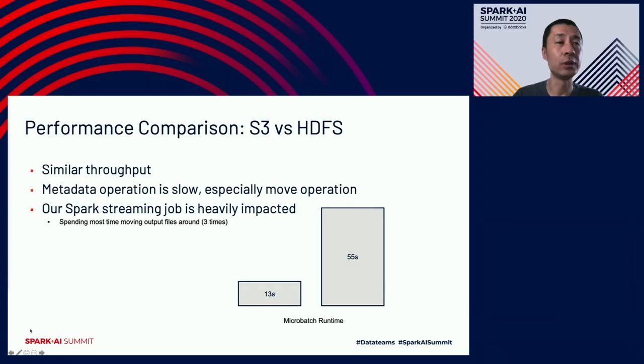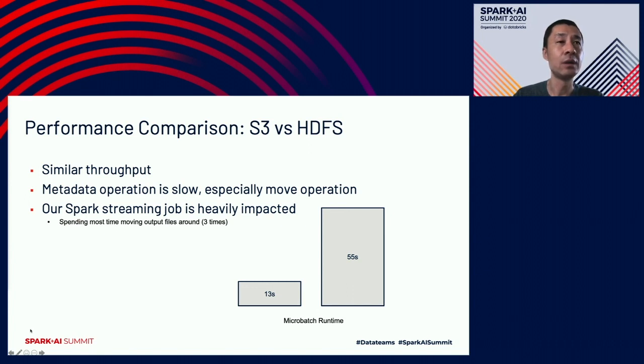Okay, thanks, Xin. Now let's compare the performance between HDFS and S3. In our test, HDFS and S3 achieve similar throughput. However, metadata operations are much slower on S3, especially move. An S3 move operation is essentially a copy and then delete. Unfortunately, we use a lot of move operations in Spark. This is especially obvious for applications with simple logic but that produce a lot of output.